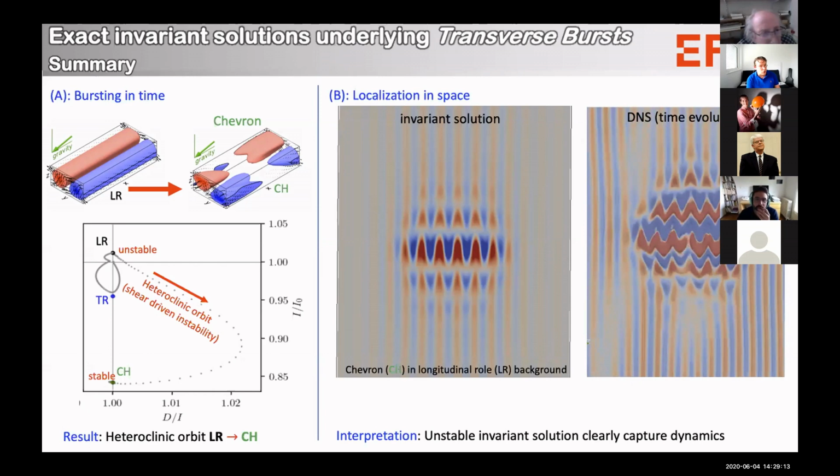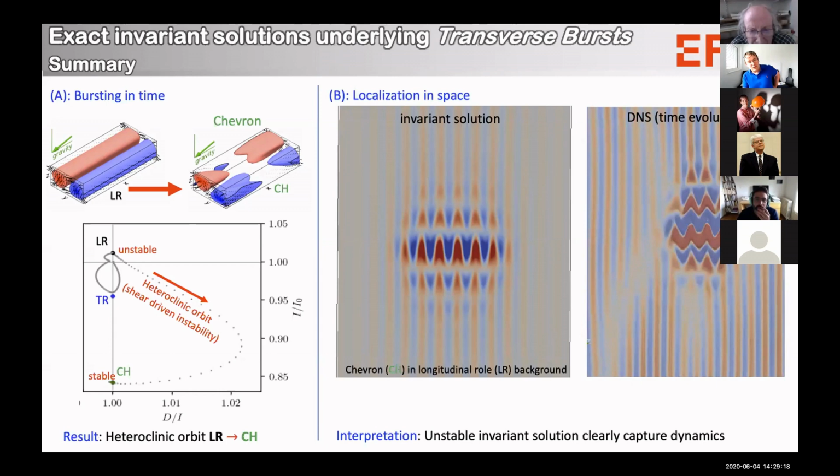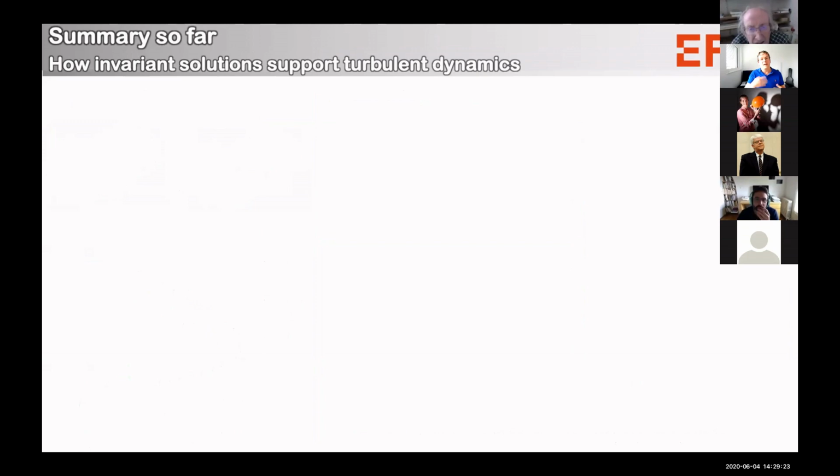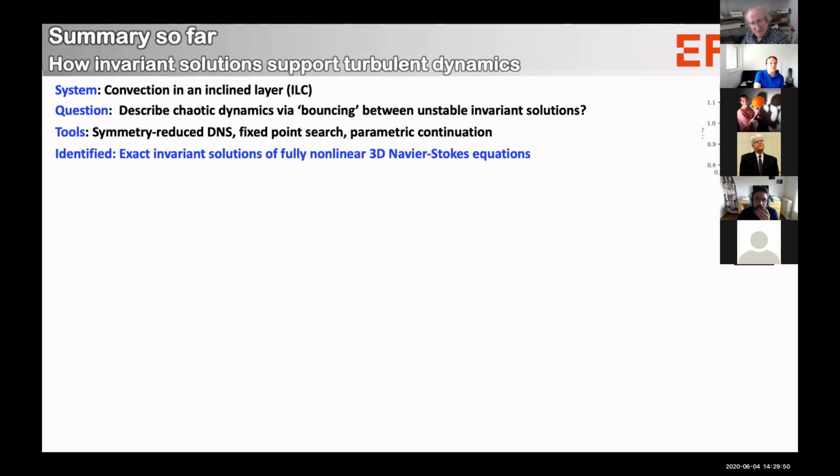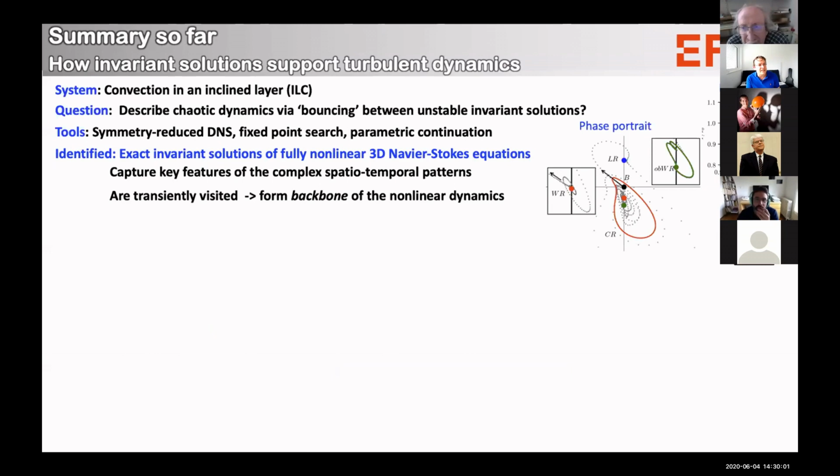Okay, good. So that's almost what I already wanted to say about fluids. So let me summarize a little bit of where we are here before we switch to the second story. So, the system that I looked at is convection in an inclined layer. And the question was, can we describe the chaotic dynamics via bouncing between unstable invariant solutions of the equations? The tools then are symmetry reduced DNS, fixed point searches, parametric continuation. And using these tools, we managed to identify invariant solutions of the full nonlinear 3D equations like this periodic orbit. They capture key features of the complex dynamics, and they are indeed transiently visited by the dynamics. So in this sense, they form the backbone of the nonlinear evolution.